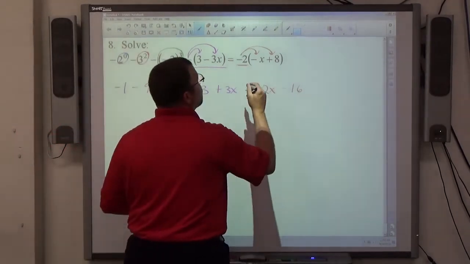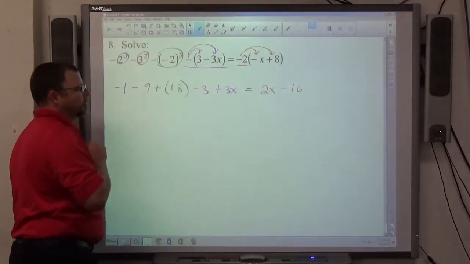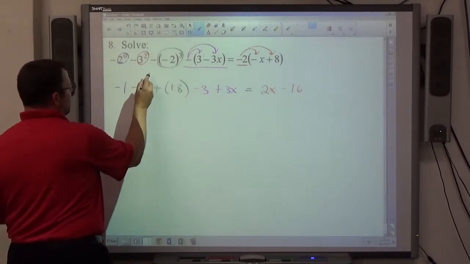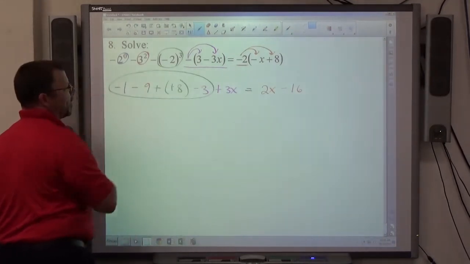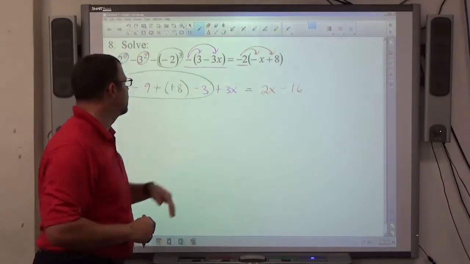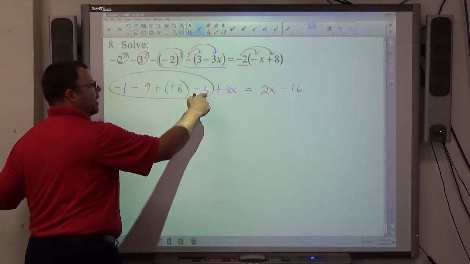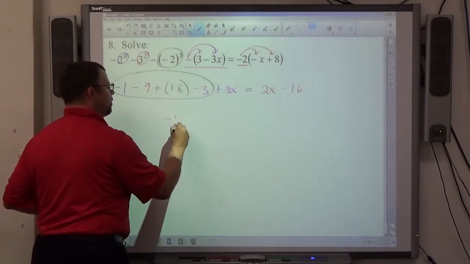The next thing I would do personally, I see minus 8, I prefer to make plus 8. At this point, these are all like terms, so I can add and subtract those. 3x isn't, 2x and minus 16 aren't, they're on the other side. So, negative 1 minus 9 is negative 10, minus 3 is negative 13, plus 8 is negative 5.